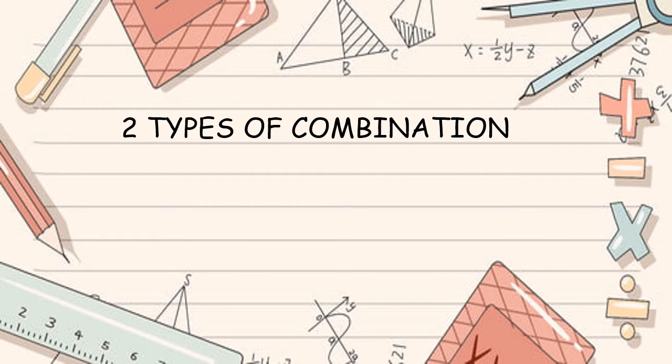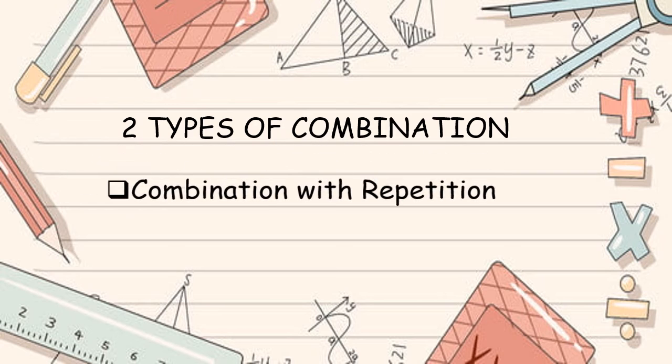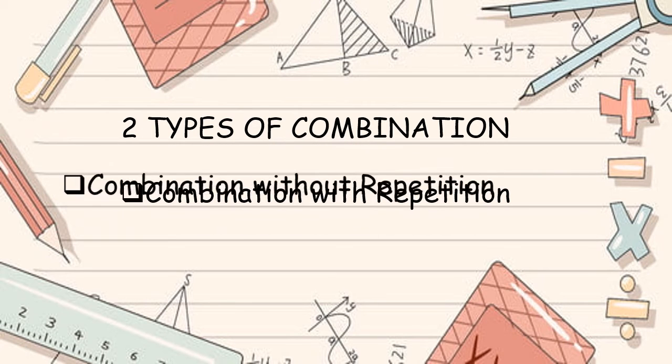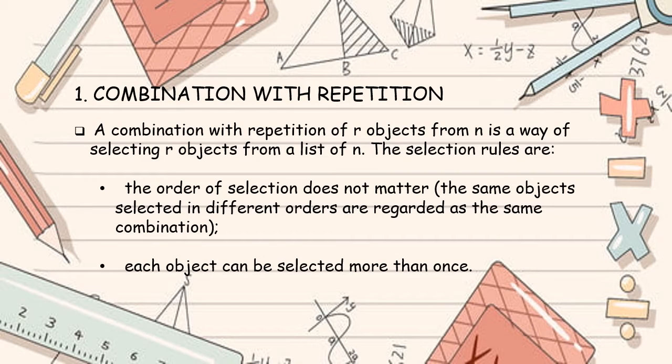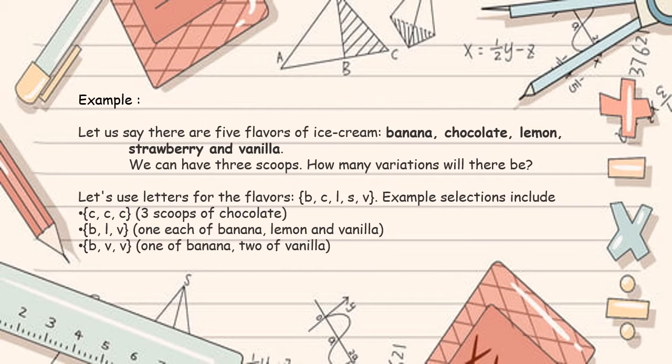And there are two types of combination: combination with repetition and combination without repetition. Combination with repetition. A combination with repetition of r objects from n is a way of selecting r objects from a list of n. The selection rules are: first, the order of selection does not matter, or the same objects selected in different orders are regarded as the same combination. Next, each object can be selected more than once.